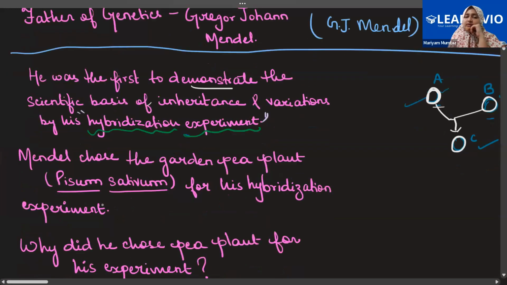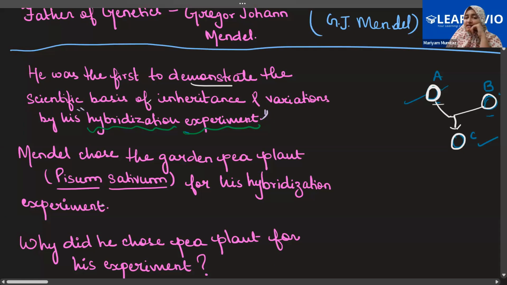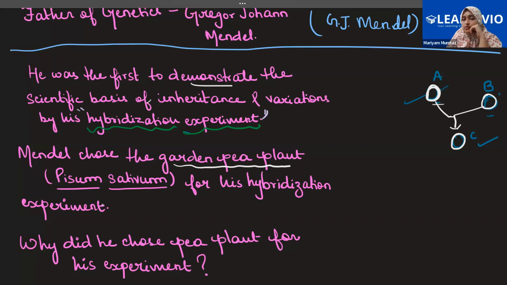Now, the same thing he did, but for his experiment, he chose the garden pea plant, whose scientific name is Pisum sativum. So he chose the Pisum sativum plant for his hybridization experiment. While writing Pisum sativum anywhere in your answer, please pay attention to the scientific rules followed for nomenclature, right? The genus name must start with a capital letter. The species name must start with a small letter, and they must be underlined separately.